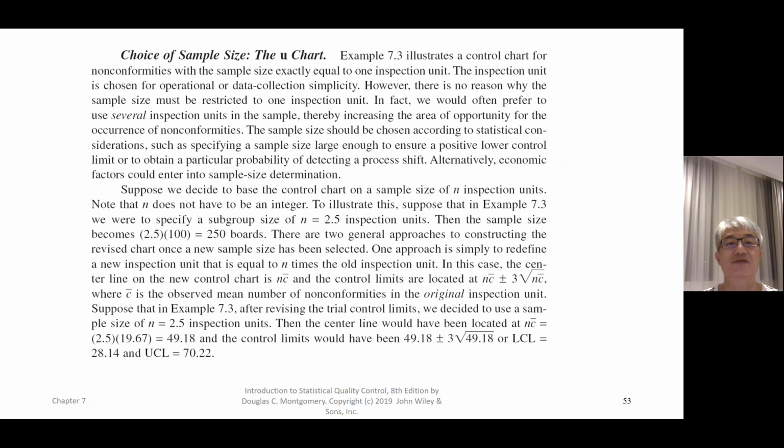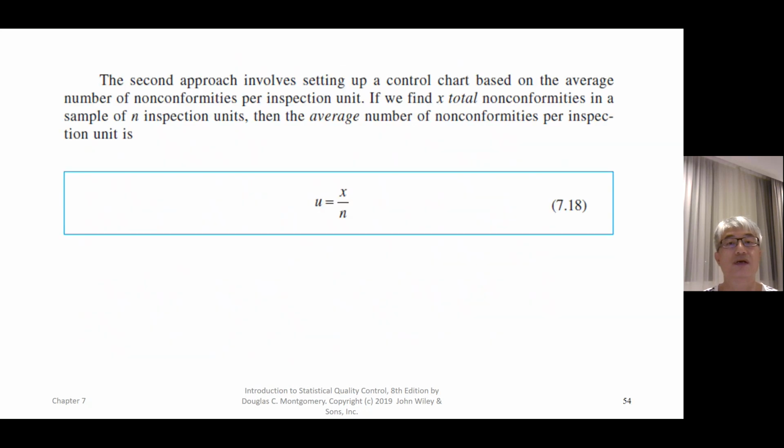So in example 7.3, after revising the trial control limits, we decide to use a sample size of n equal to 2.5 inspection units. Then the center line has been relocated from 19.67 to 49.18, and the control limits have been revised to 28.14 and 70.22, like here.